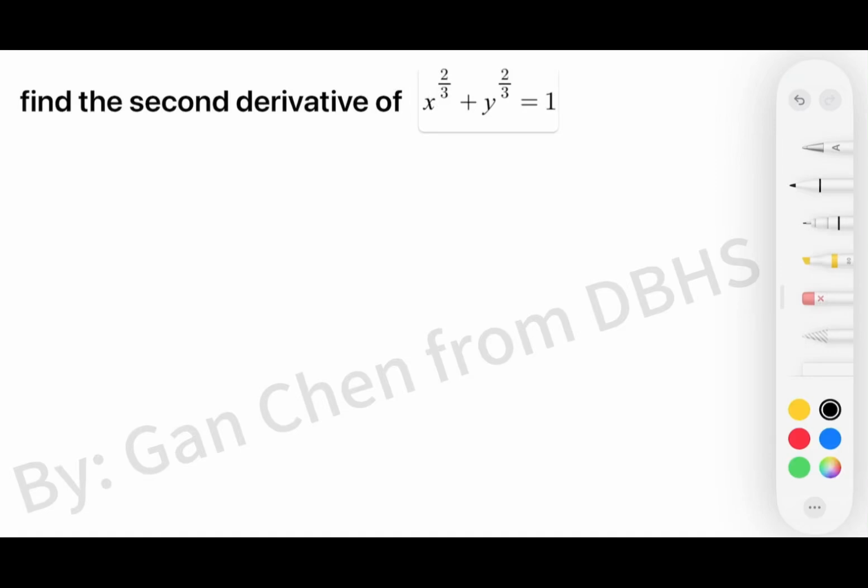Hello there. Let's look at the question and think about it. Do you have any idea? Okay, so we need to find the second derivative, right? So we need to find the first derivative first.